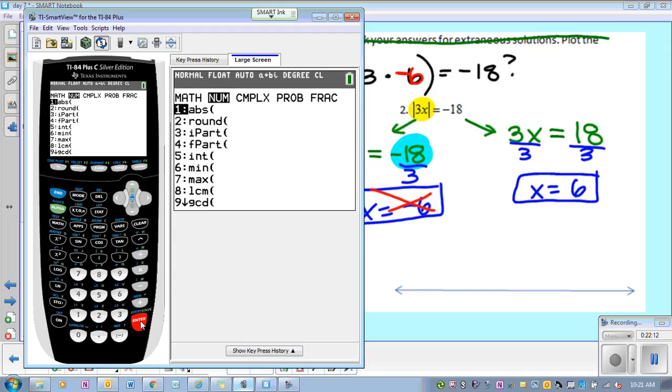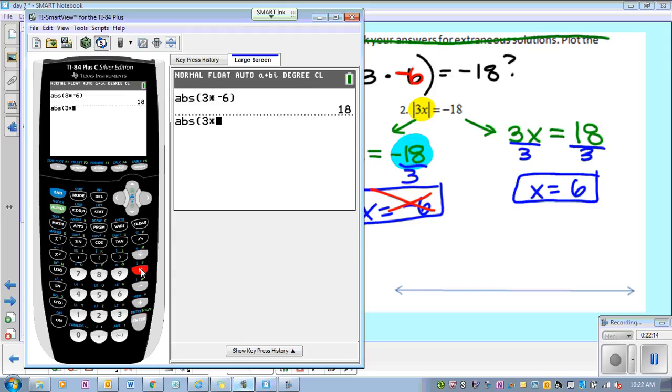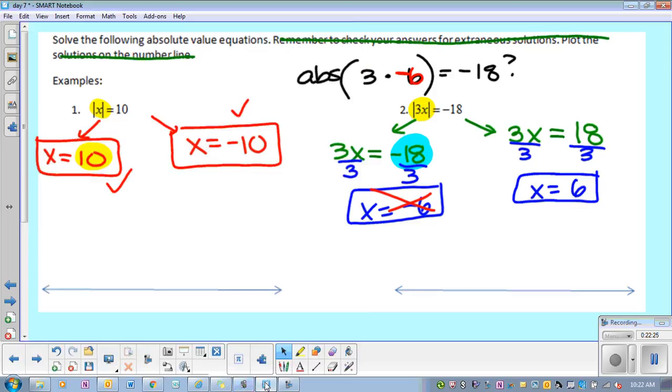Math number abs, 3 times 6. Does that give me a -18? No, positive 18. It's a +18 again. So then is this a solution? No. Wait a minute. So when I started with a negative as my first number, how come they both didn't work?